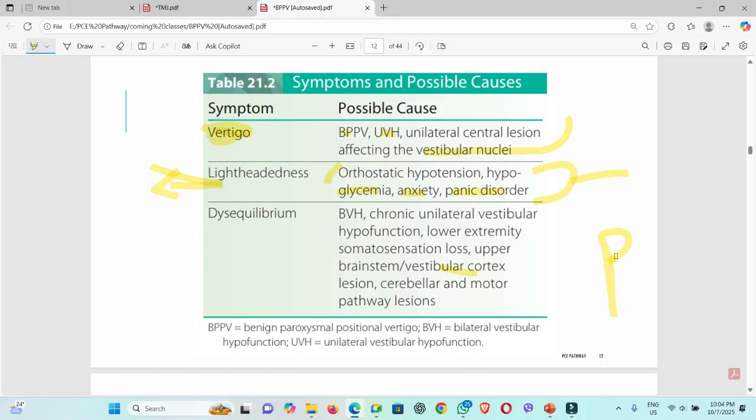Okay. Next symptom is disequilibrium. BVH, chronic unilateral vestibular hypofunction, lower extremity somatosensory loss, upper brainstem or vestibular cortex lesion, and cerebellar and motor pathway lesions will result in disequilibrium.